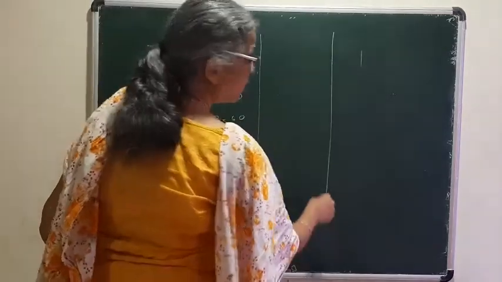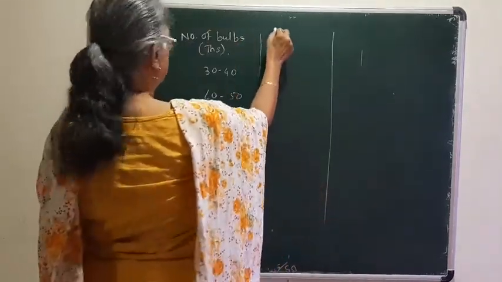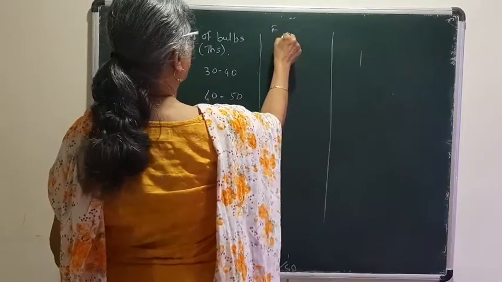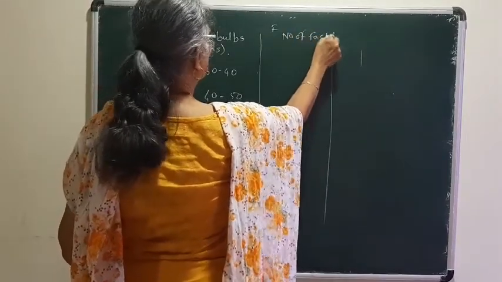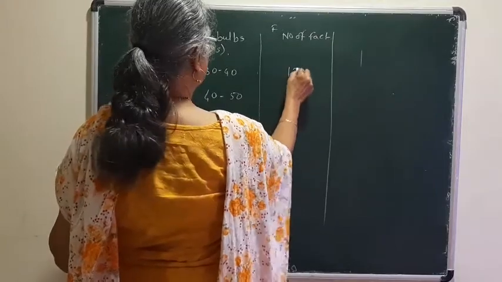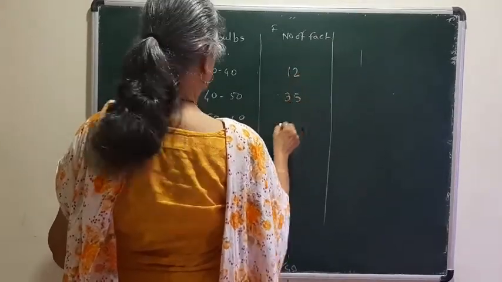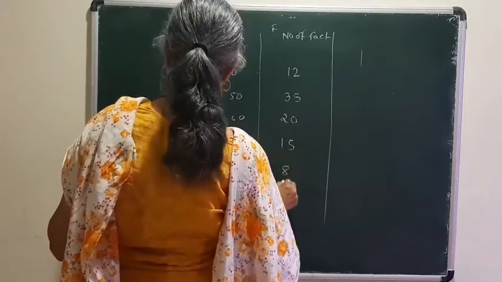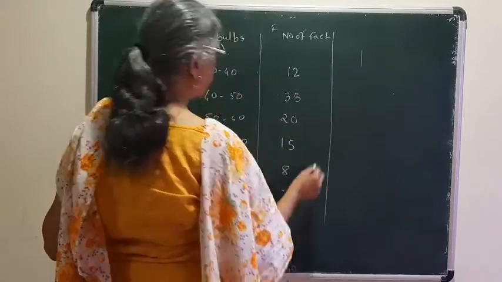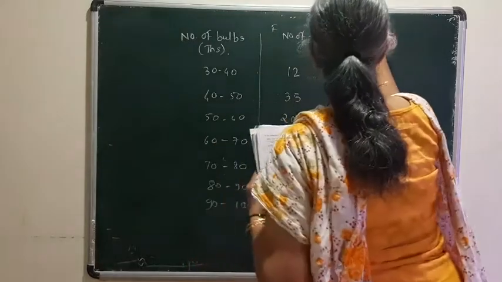So directly I can write the frequency, that is the number of factories. So 30 to 40, 12, then 35, 20, 15, 8, 7 and 8. Then directly you can make the CF, less than type.